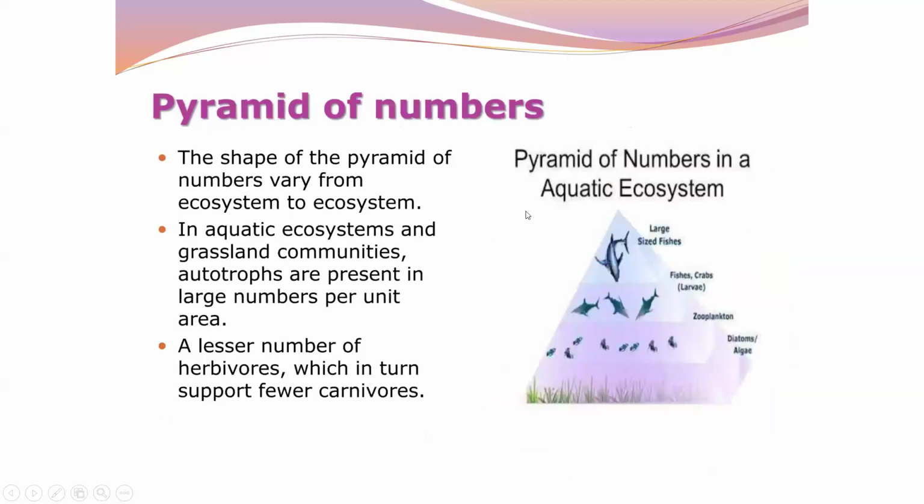The pyramid of number may vary; its shape varies from ecosystem to ecosystem. Generally, in aquatic ecosystems and grassland communities, autotrophs are present in large numbers per unit area, and a smaller number of herbivores in turn support a few carnivores. So the pyramid of number in aquatic and grassland ecosystems is upright.